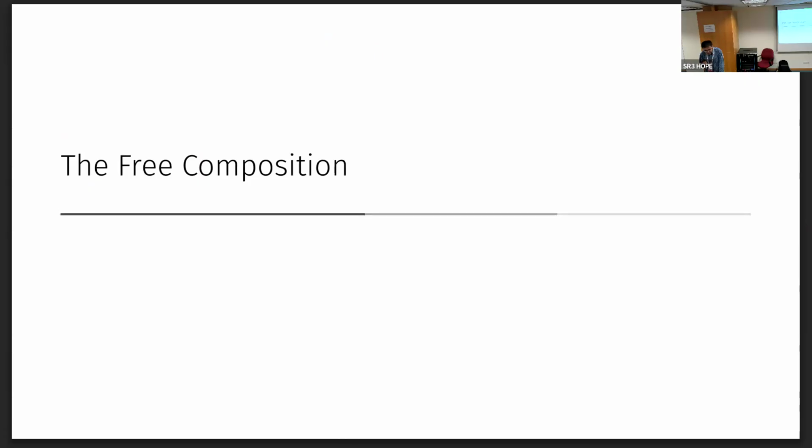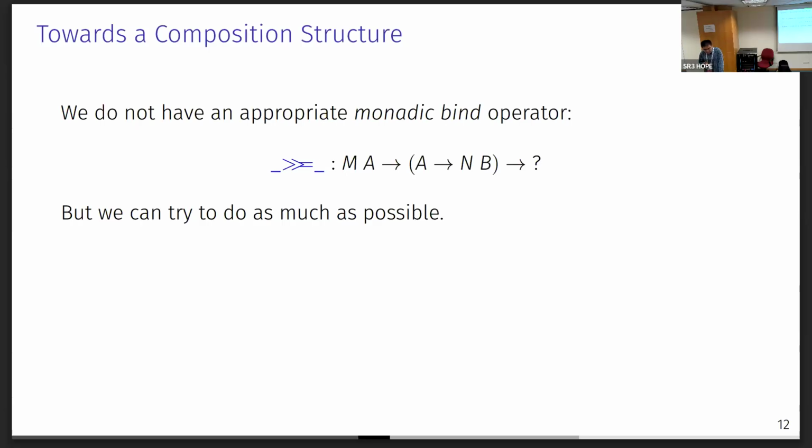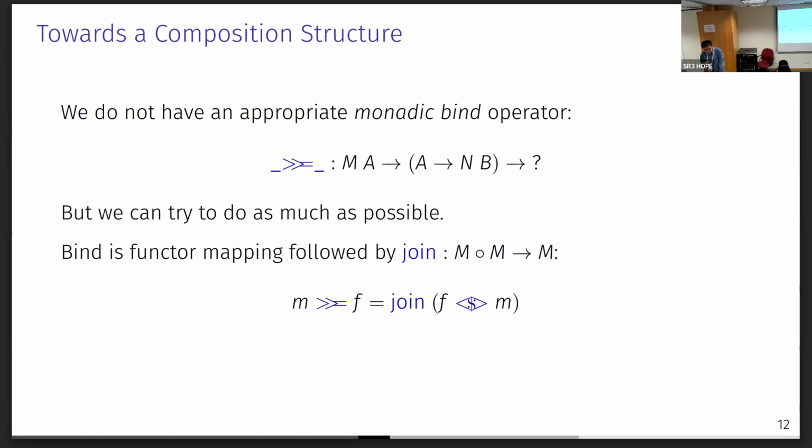So let's introduce the free composition. So while working towards a composition structure, we consider this bind operator, which is missing because M and N are different monads. So we don't have appropriate monadic bind operator for this, but we can try to do as much as possible to combine the two. So recall that for a monad, a bind is just a functor mapping followed by a join, right? So the join is the monadal structure in the endofunctor category.